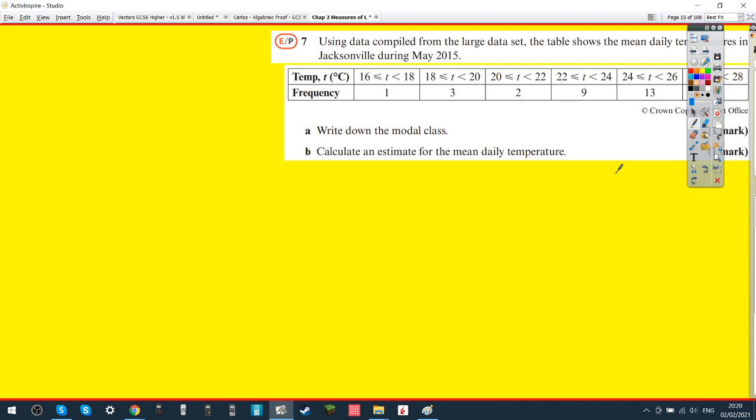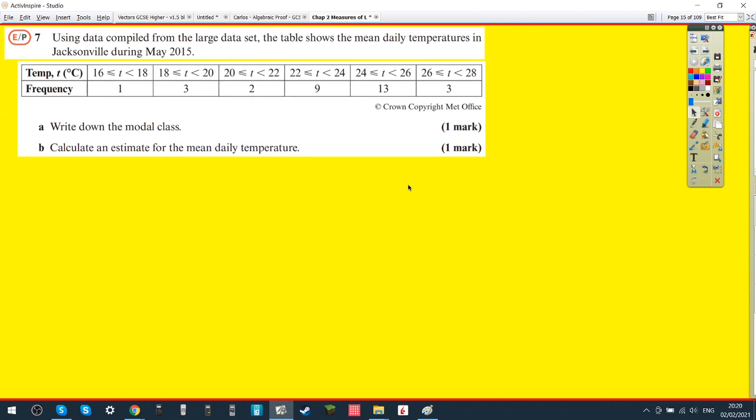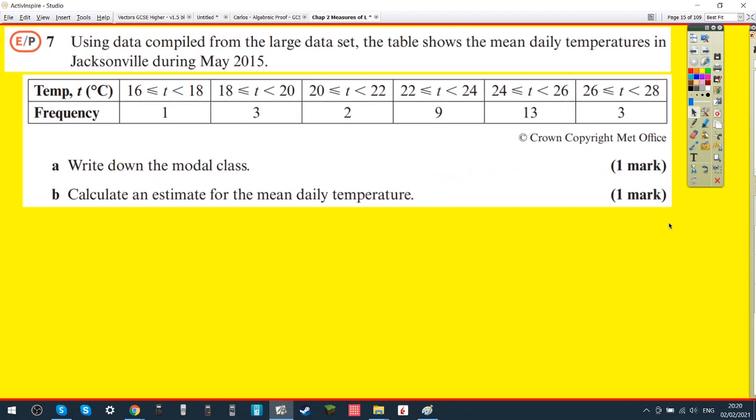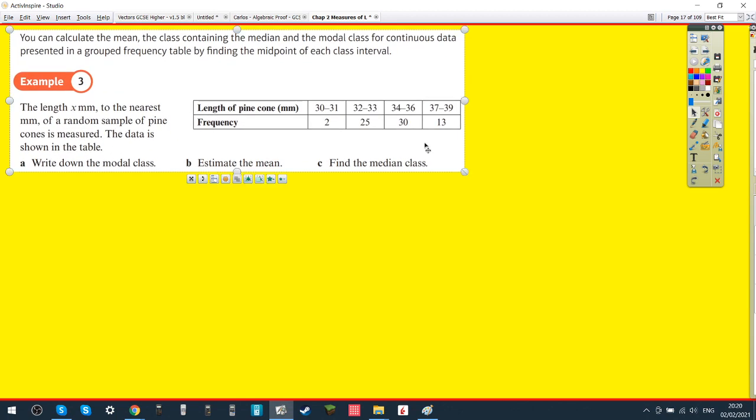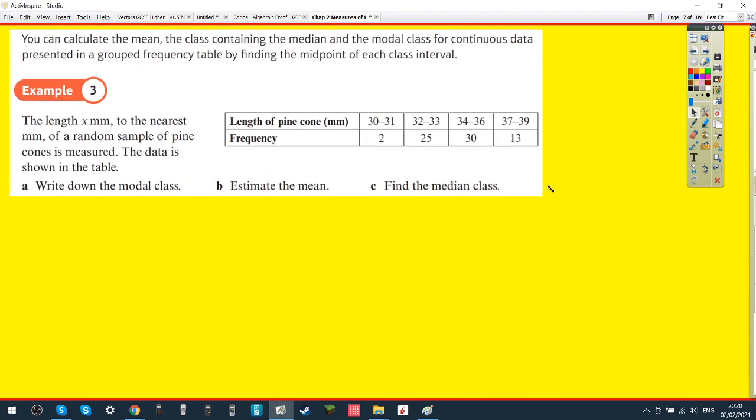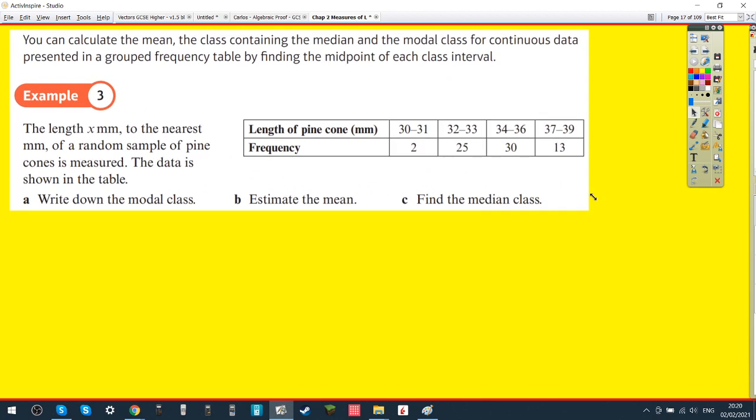Modal class, estimate the mean. How do you find an estimate for the mean? You find the midpoint. So the first one would be 17. The second one would be 19. The third one would be 21. The fourth one, you just go up like that. Yeah. Okay, so this one is what you were thinking of earlier.